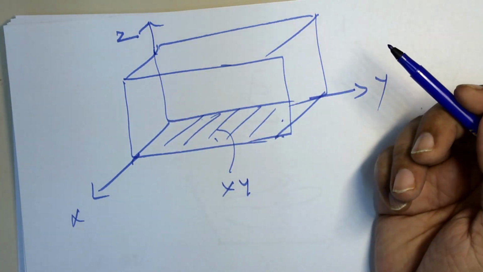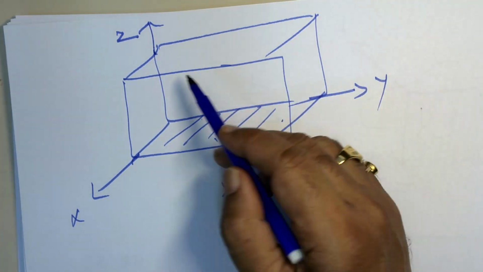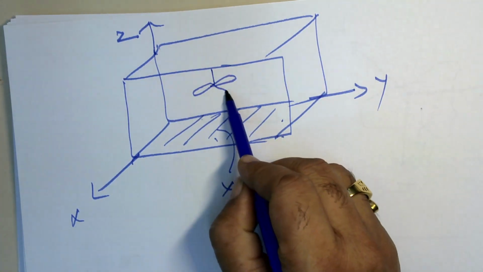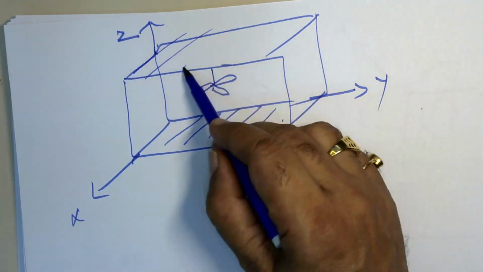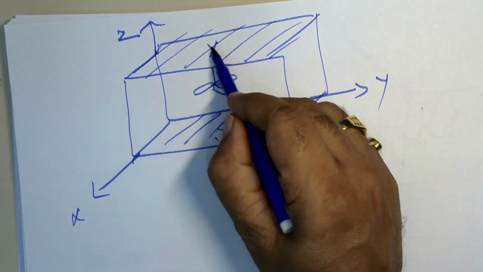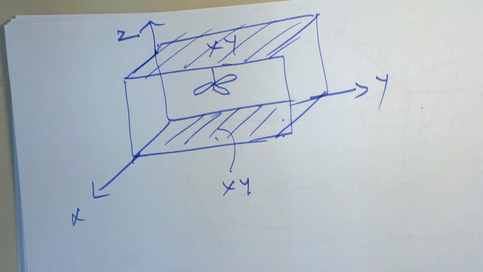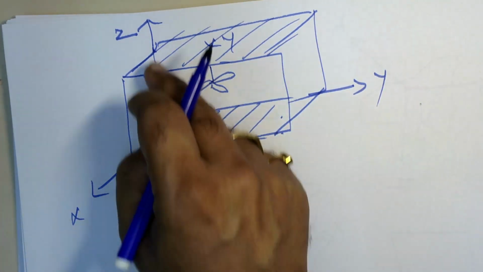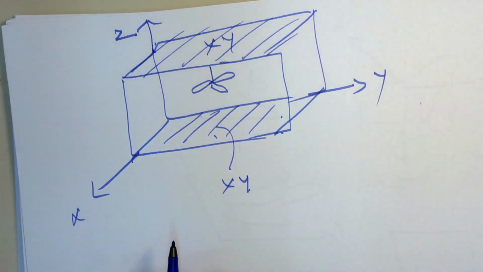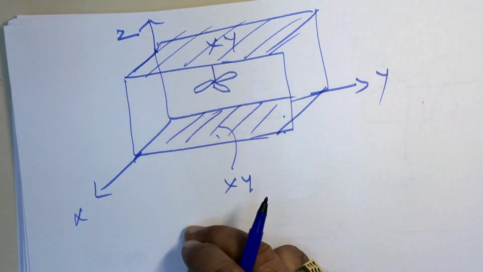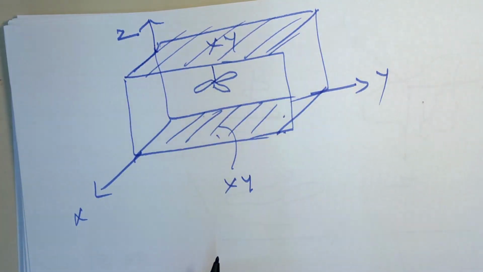And where is your ceiling fan rotating? From the bed, from the top, right above that view. So what is this plane? That is also XY plane only, but it is shifted in the Z direction. You got this point? It is shifted in the Z direction, but the plane is only this.